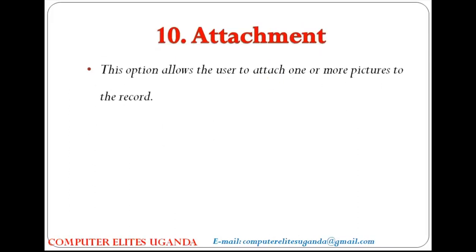The next data type is attachment. This option allows the user to attach one or more pictures to the record. For example, you're dealing with employees and you want to attach a photo of every employee. You can use it as your data type when you're adding such records that will have pictures for employees, or it can be students. So we use it to deal with such data.